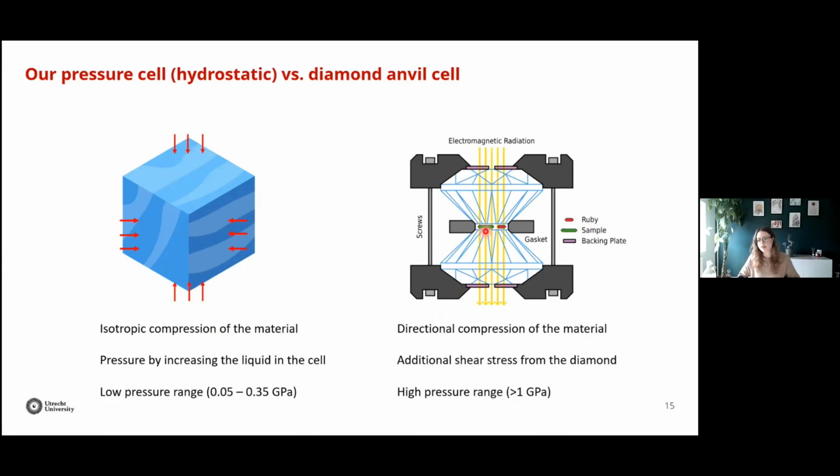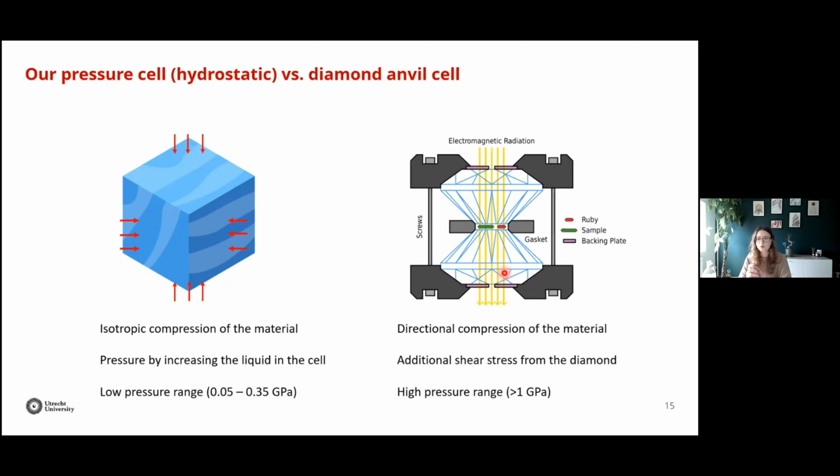So the main difference between the two systems is that the pressure in our case is isotropic, meaning that the pressure applied from the liquid is the same in all the directions. And in the case of the diamond anvil cell, you have a directional compression, because you have 2 diamonds and you basically squeeze your material from the top and from the bottom. So it's really along a certain direction. In addition, you might have some shear stress that comes from the high pressure and the fact that there is some contact between the diamond and the surface of your perovskite.